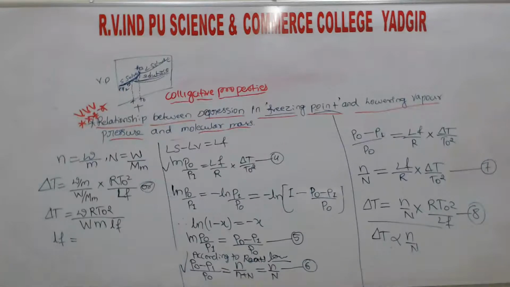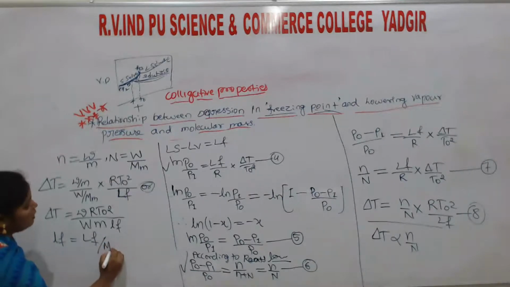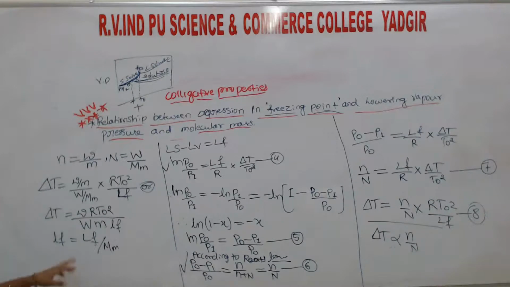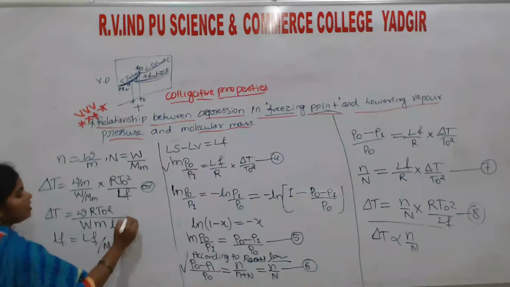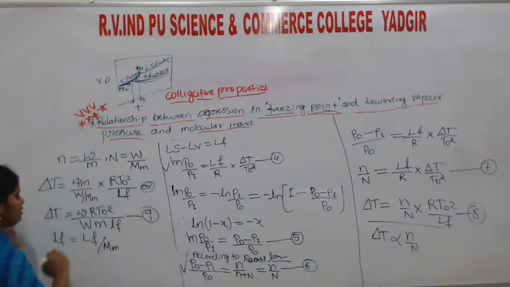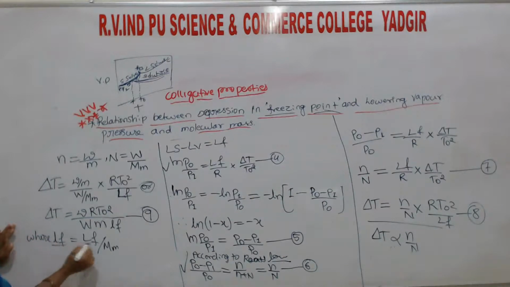Here the LF means capital L_F divided by... sorry, this one is this L, because this is substituted in this equation. Here delta T is equal to W R T naught square divided by capital W small m and small L_F. This is equation number 9, where L_F is equal to L_F divided by M2.